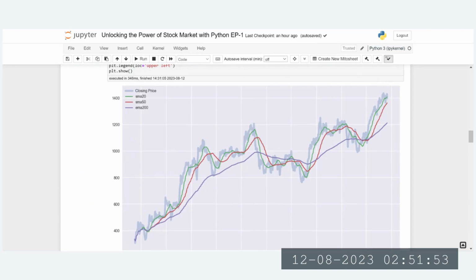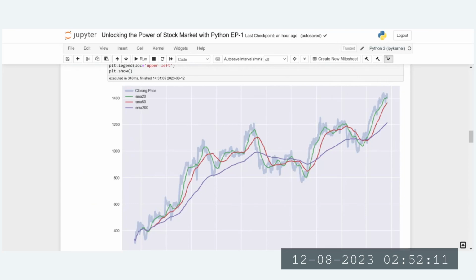So if in the last 14 days there are more people who have sold, or you can say the market is heading downwards, then the RSI value is going to be lower. If there are many people who are buying it, then the RSI value is going to be higher.